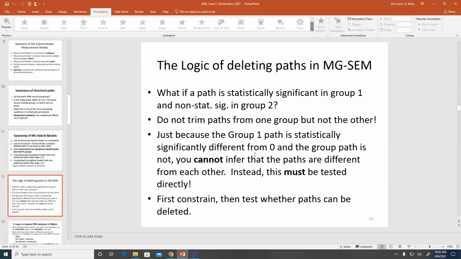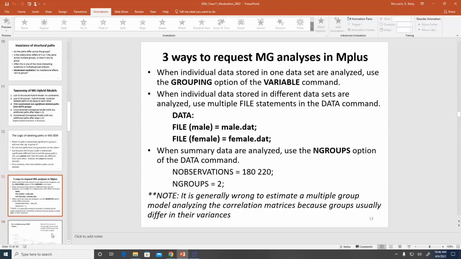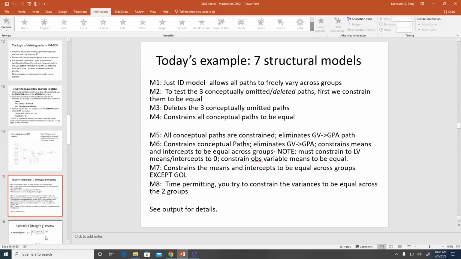Okay, so again, don't trim a path just because a path is statistically significantly different from 0 in one group and not in another. You can't actually infer that the paths are different from each other. So you're always going to directly test this by constraining paths to be equal to each other first, before you look at whether they're different from 0.